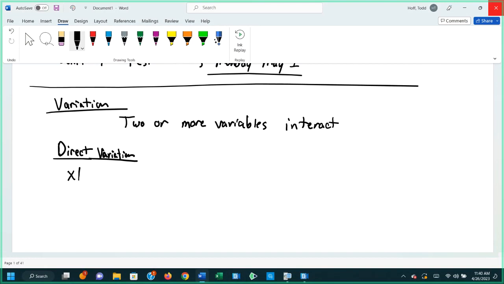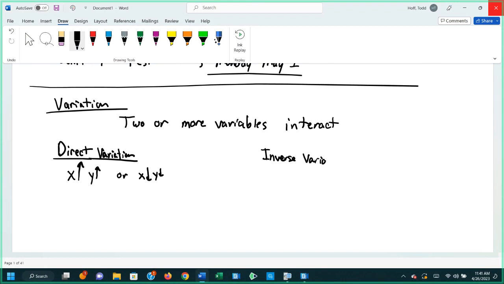But in a direct variation situation, if the value of x gets larger, the value of y also has to get larger. Not necessarily in the same amount, but in a related amount, a proportional amount. Or, if the value of x gets smaller, the value of y also gets smaller. Again, not the same amount, but again, in that related amount. And the other type of variation is inverse variation.